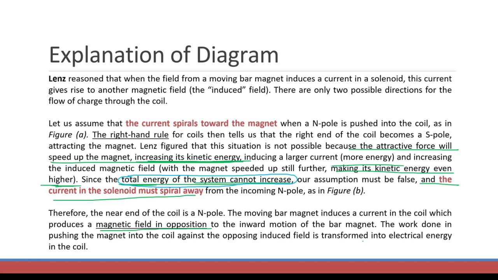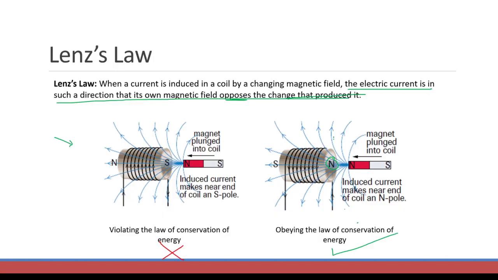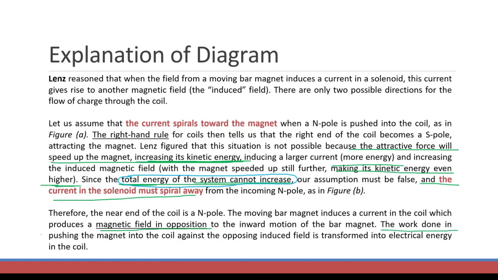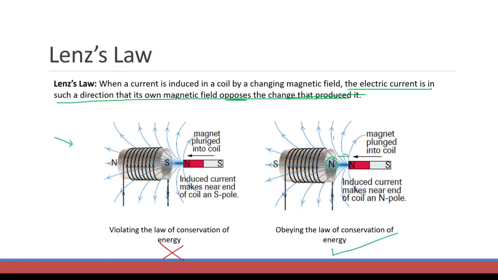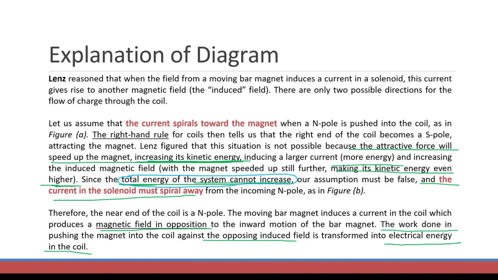So now that there's no attraction, now there's actual repulsion, some work has to be done to push past this force, now pushing this way. We have repulsion pushing the magnet that way. So that means now that some work has to be done in pushing the magnet into the coil against this opposing inducing field. And this work is now transformed into electrical energy in the coil. And so we have proper maintaining of total energy of the system, versus before if we had this free attraction and then negative work, essentially it doesn't work like that. That's invalid.